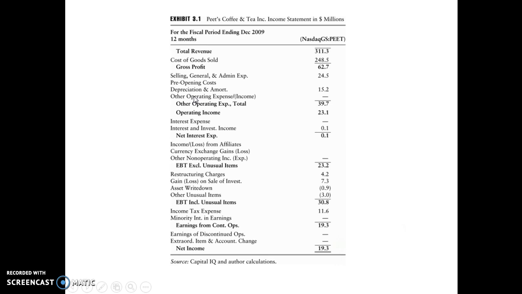Depreciation and amortization are non-cash expenses that are created by accountants to spread out the cost of capital assets such as buildings, equipment, vehicles over their useful life.